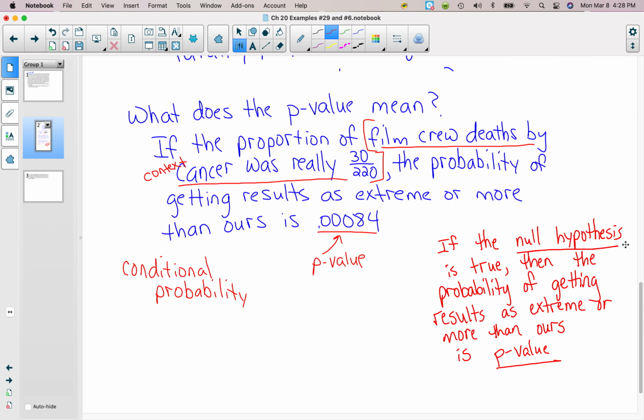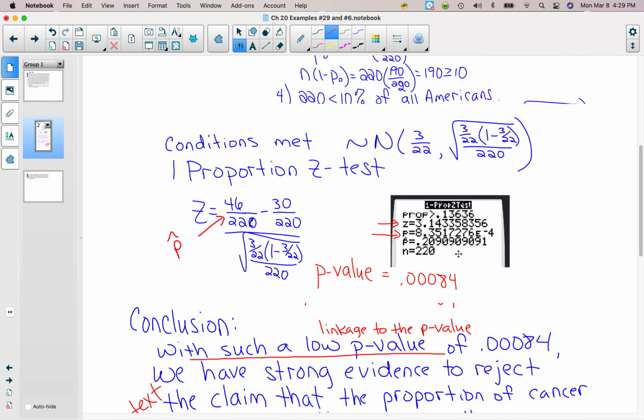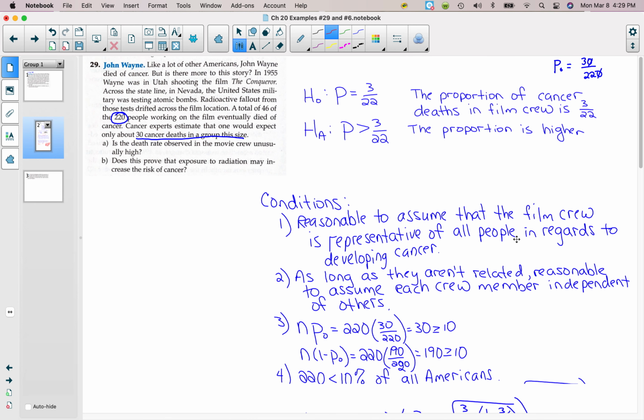So if the null hypothesis is true, now you wouldn't say "if the null hypothesis is true," you're going to put the context there. So if the proportion of film crew deaths by cancer was really 30 over 220, that's like saying the null hypothesis is true, but I put the context. Then the probability of getting results as extreme or more than ours is, put the p-value there. That's what it means. It is a conditional probability. If the null hypothesis is true, the probability of getting results as extreme or more than ours is whatever the p-value is. But you always make sure that you add context. That is the whole process of a significance test that you would go through.